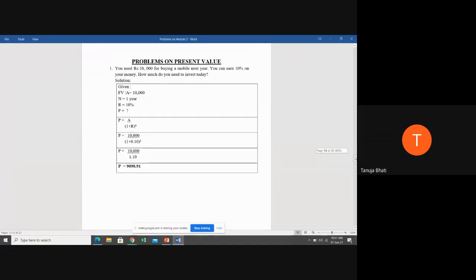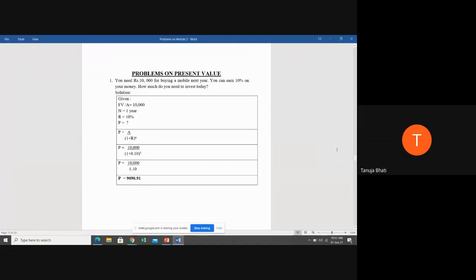After we finish problems on present value, we'll be solving the mixed problems, which will have compound interest, simple interest, present value, and future value, all combined problems.